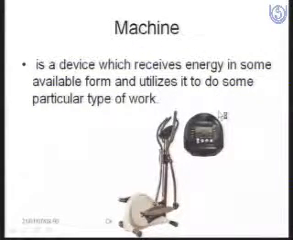Whenever we are taking the machine, we have to define what a machine is. A machine is a device which receives energy in some available form and utilizes it to do some particular type of work. For example, this is an exercise machine where human power is utilized in rotating this wheel, or in the reciprocating motion of this wheel. In this way, the energy from the human being is converted into the rotary motion of this wheel.